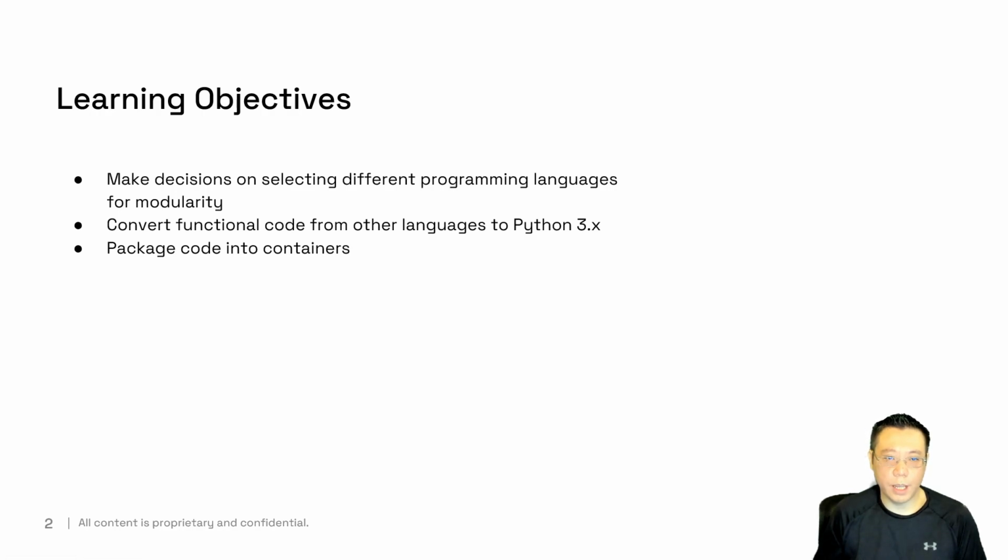Our learning objectives today include making decisions on selecting different programming languages for the sake of modularity, also known as decoupling. We want to convert functional code from other languages to Python and also be able to package your code into containers. Let's go ahead and get started.